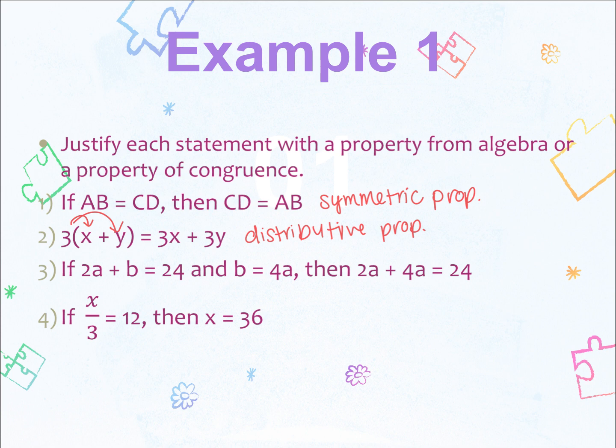All right, looking at number 3, it says if 2A plus B is 24, and B equals 4A, then 2A plus 4A equals 24. So looking at this one, I'm going to just highlight and show you what this one's talking about. I have B equals 4A. They're giving me my B, and I'm plugging in my 4A.